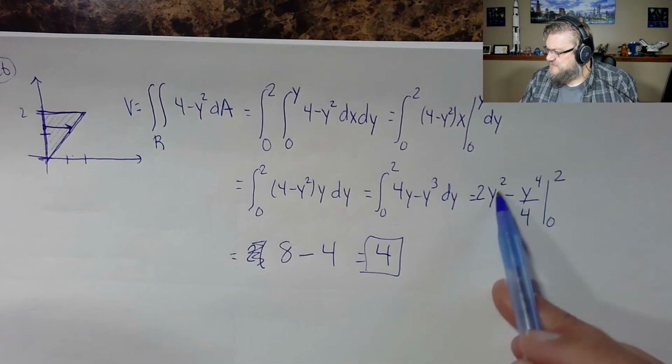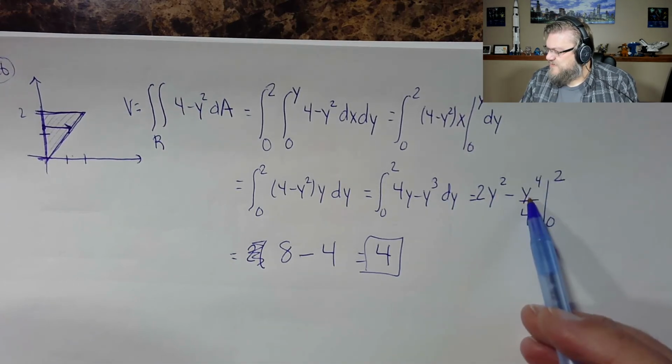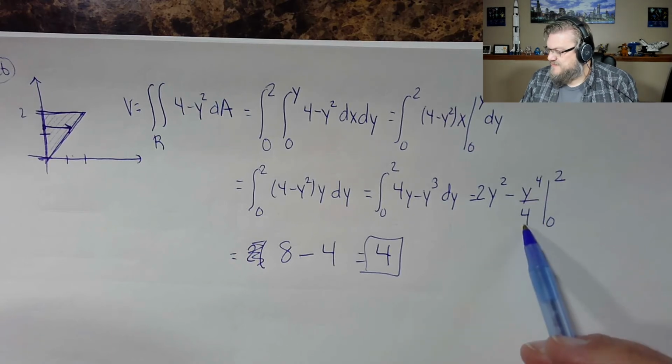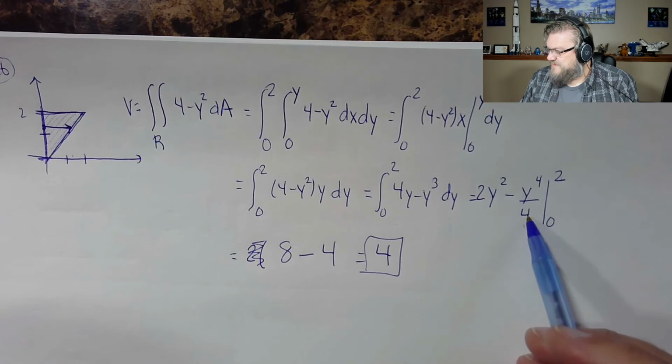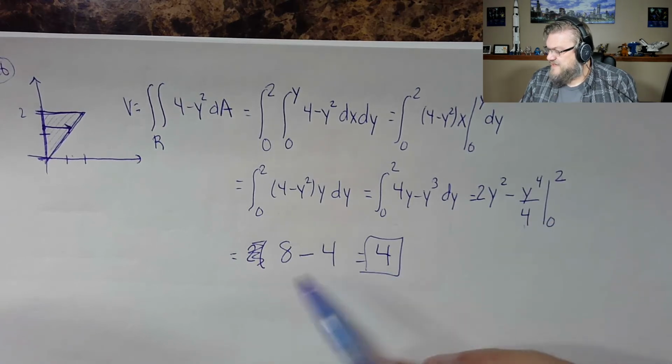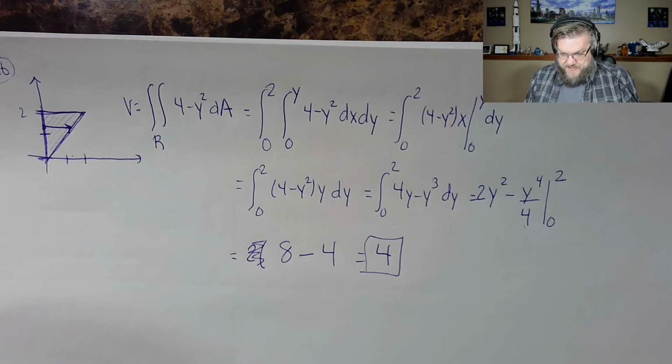Let me try this again. 2 squared is 4. 4 times 2 is 8. This would be 2 to the 4, right? 2 to the 4 is 16. 16 divided by 4 is 4. 8 minus 4 is 4. Okay. We'll go with it.